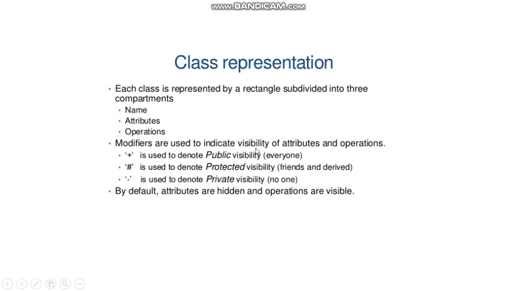We normally have the public, private, and protected visibility modifiers in the C++ programming language. For public visibility, every other class can access an attribute or a function if it is defined as public. Plus is used for public, hash for protected visibility, and minus for private.